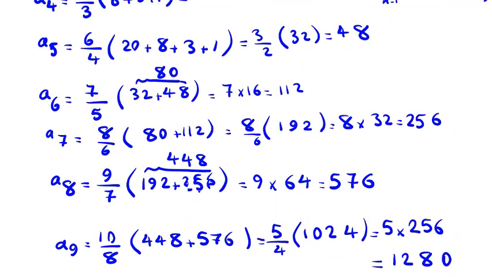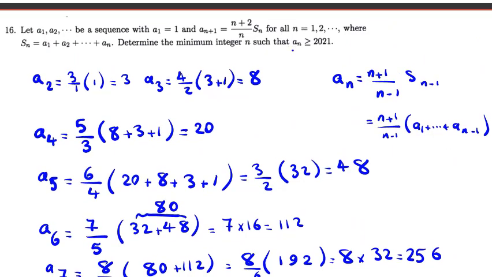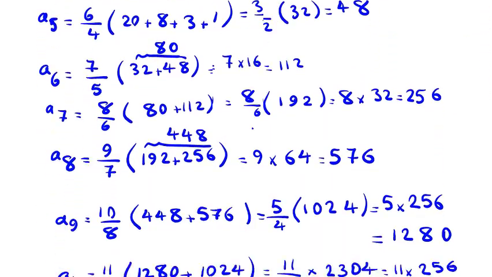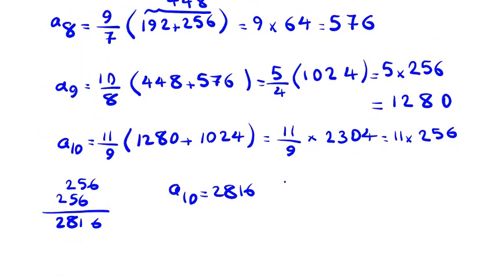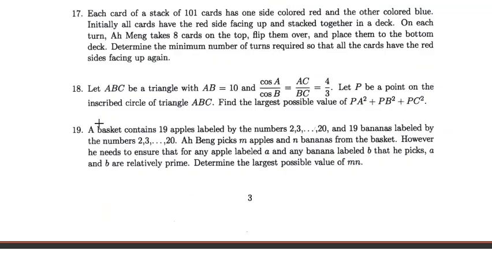Now let's see the problem once exactly. Determine the minimum integer n such that an is greater than or equal to 2021? So the first one is A10, so n equals 10. So the answer of this problem equals 10.